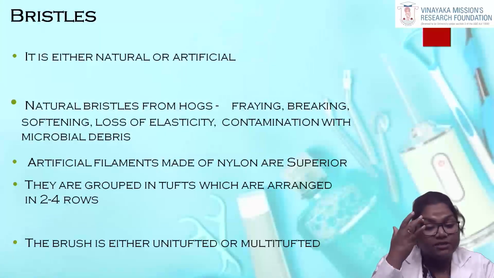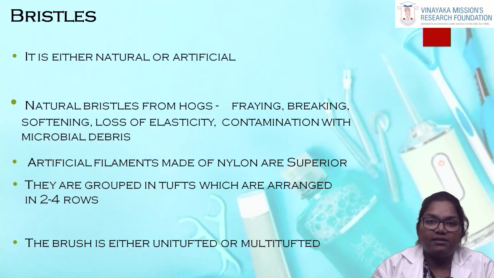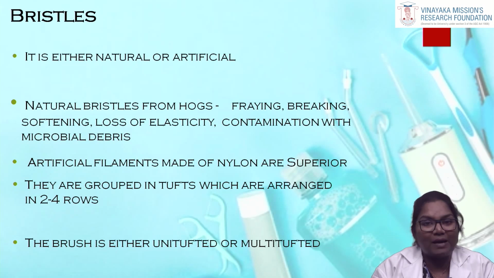Moving on, what are the bristles? Bristles are the device placed on the head of a toothbrush that is used to effectively remove plaque and food debris. The bristles can be either natural or artificial. The natural bristles are from hogs, so they can fray, they can break, they can soften, lose elasticity, and get contaminated with microbial debris. All these are some of the disadvantages of the natural bristles that are derived from hogs.